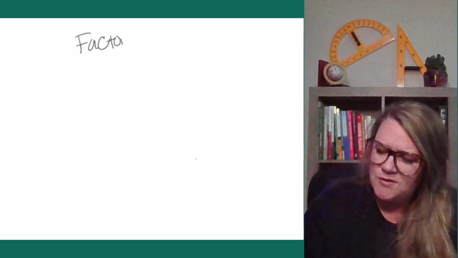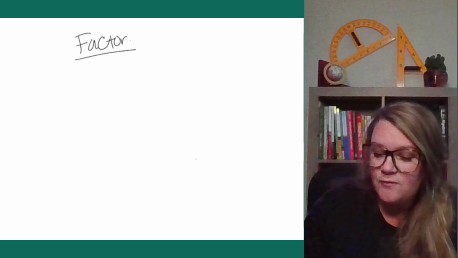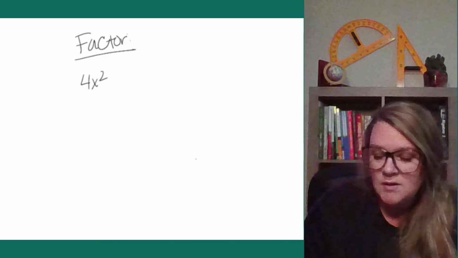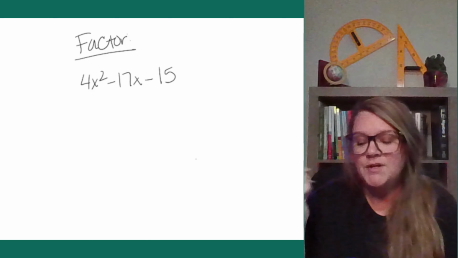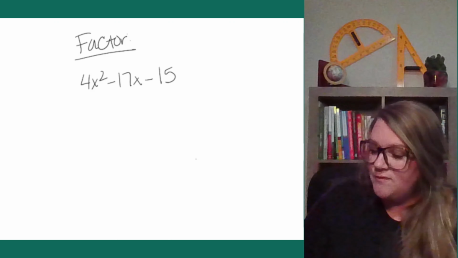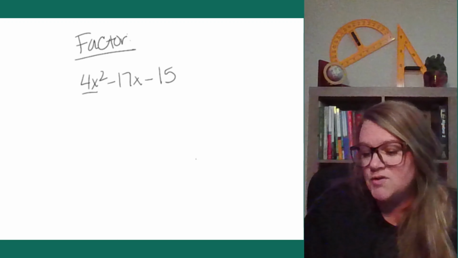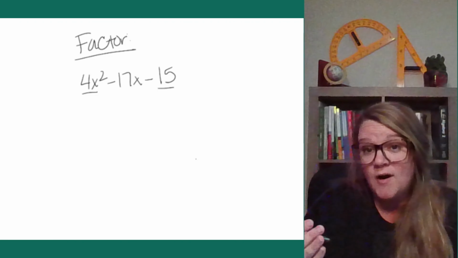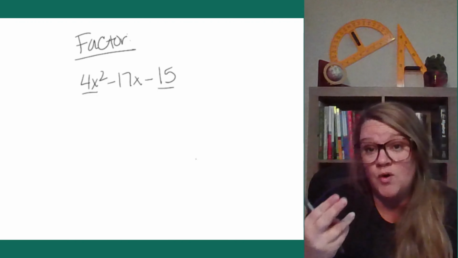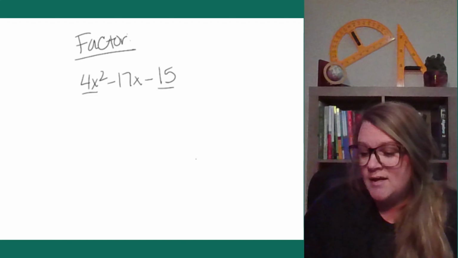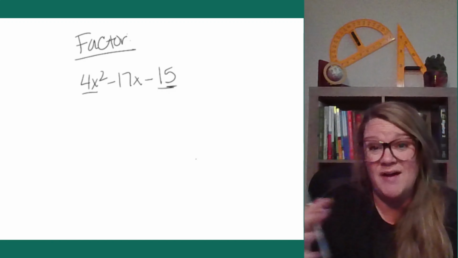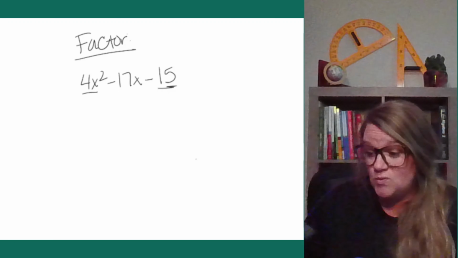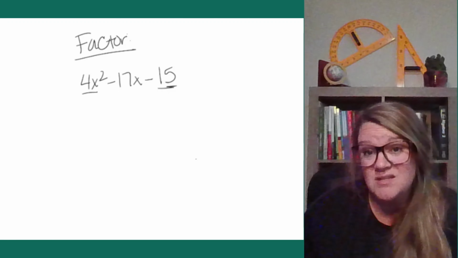We are factoring 4x squared minus 17x minus 15. So this one's kind of tricky, because if I think about my first term and my last term, 4x, I could use 1 times 4, or I could use 2 times 1. And 15, I could use 1 times 15, and I could use 3 times 5. So I have quite a variety of things that I can use here. I might be doing a lot of guessing.